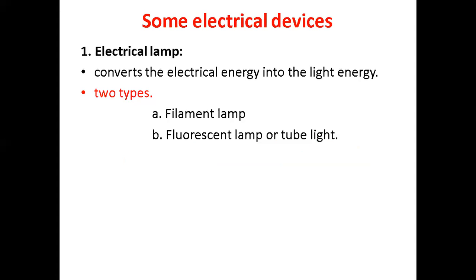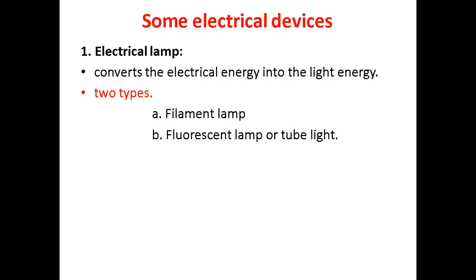One is the electrical lamp. Lamp means to give light. Mainly, its function is to give light. But some percentage of energy is converted into heat energy also, because in a lamp we feel hotness also. But the main purpose of an electrical lamp is to give light. That means in an electrical lamp, electrical energy is converted into light energy.